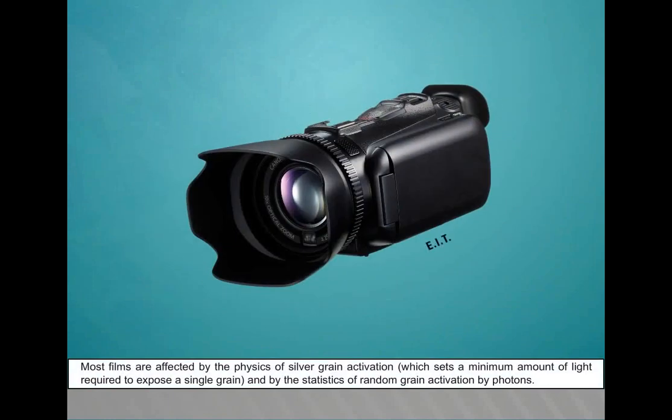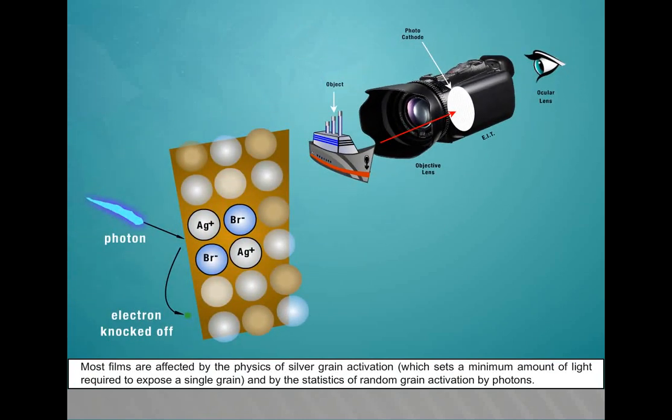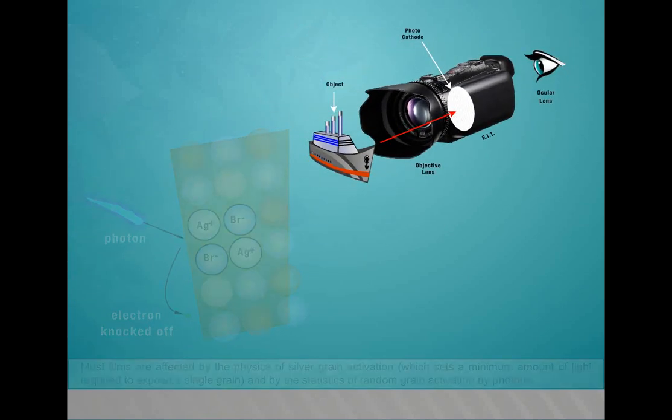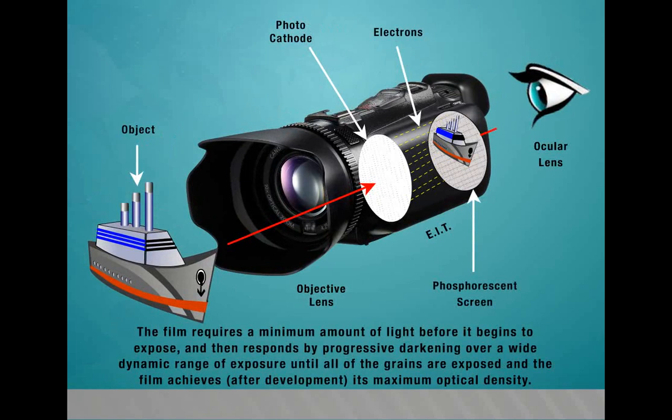Most films are affected by the physics of silver grain activation, which sets a minimum amount of light required to expose a single grain, and by the statistics of random grain activation by photons. The film requires a minimum amount of light before it begins to expose, and then responds by progressive darkening over a wide dynamic range of exposure until all of the grains are exposed and the film achieves, after development, its maximum optical density.